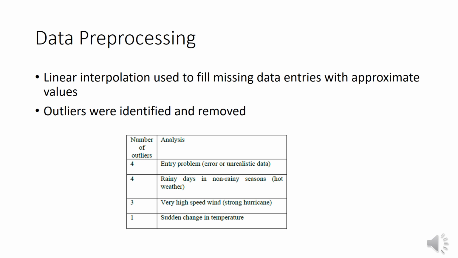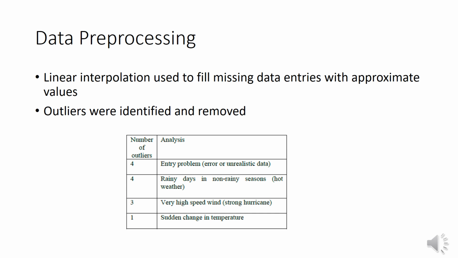In order to clean up their analysis, they performed some data pre-processing on the observations, and this included filling any missing data entries with linear interpolation estimates. And so an example of this would be if you had a day where you were missing the temperature, you would look at the temperature before that day and the temperature after that day and estimate that the temperature was somewhere in between those values.